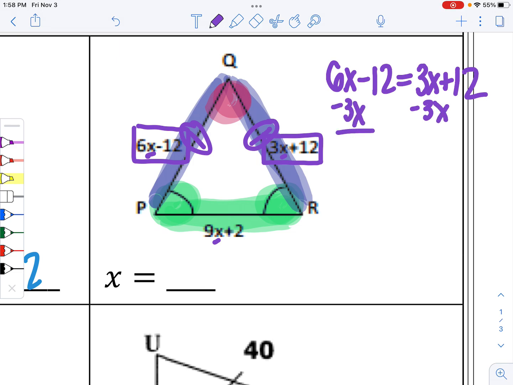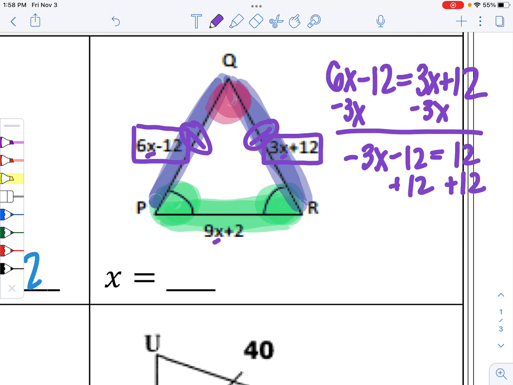So when I solve for x, I'm going to subtract 3x from both sides. I get negative 3x minus 12 equals 12. I add 12 to both sides. Negative 3x equals 24, so x is negative 8. So that's what I fill in for my value of x. Let's see if that makes sense. What did I miss, y'all? Hold on one second. That is a positive 3x. I knew that would be wrong.